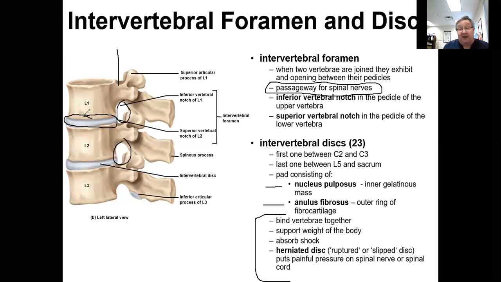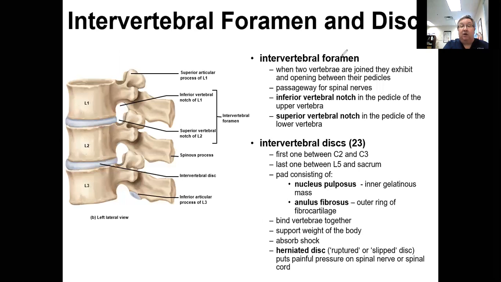Now, there are bad things that can occur to these discs, and you've heard them known as herniated discs. Basically, it's when the nucleus pulposus leaves the center area and bursts out, and it puts a lot of pressure on the spinal nerves that come out from the intervertebral foramen. So again, I need you to know all of this information. Important information that you're going to need to know.